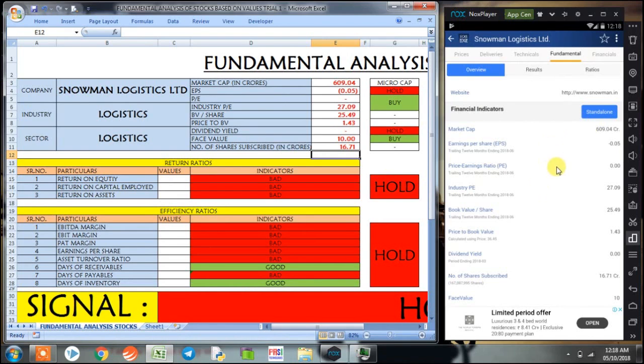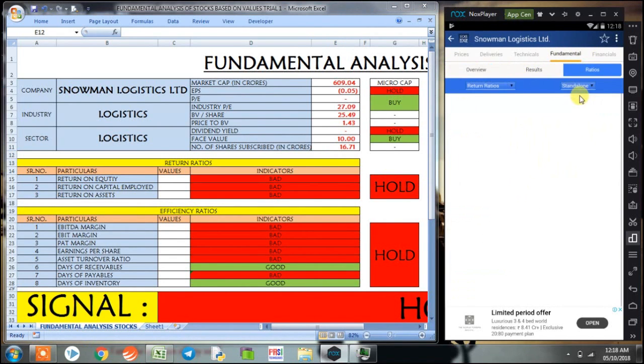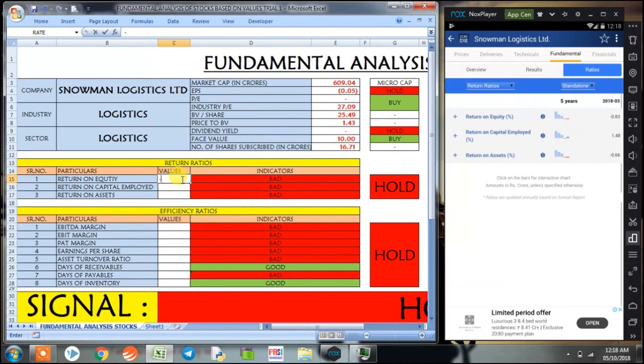Now coming to return ratios. In this fundamental tab, you can see the overview tab, the result tab, and the ratios tab. Now we need to go to the ratios tab, and you can see the return ratios. Okay. Now here the return on equity is minus 0.83. Now the return ratio is minus 0.83.